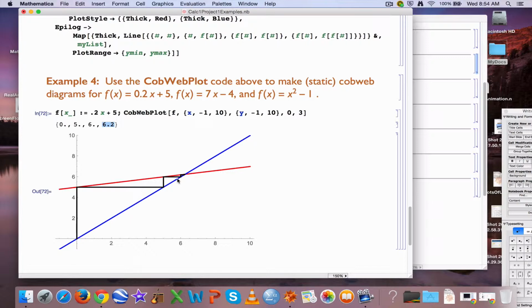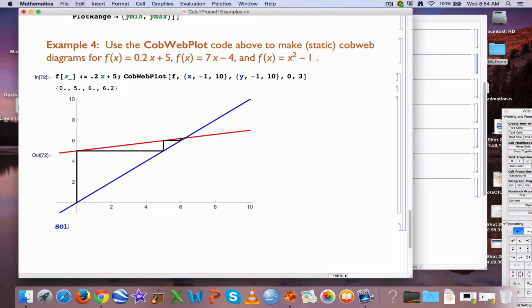So you might want to call it a staircase plot instead, but there's a good reason it's called a cobweb plot, which we will see later. It forms a staircase that is forced to head toward this point of intersection between the red and blue lines. What is that point of intersection? It is 6.25. It is the fixed point. In fact, I can use a built-in Mathematica command called Solve to confirm that.